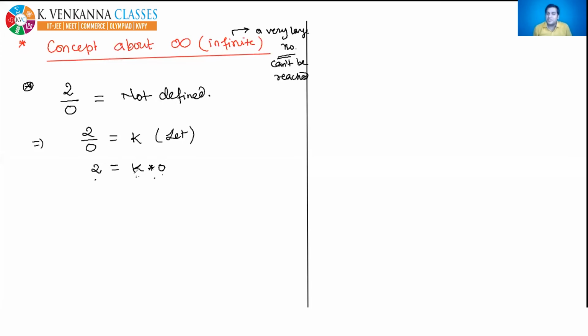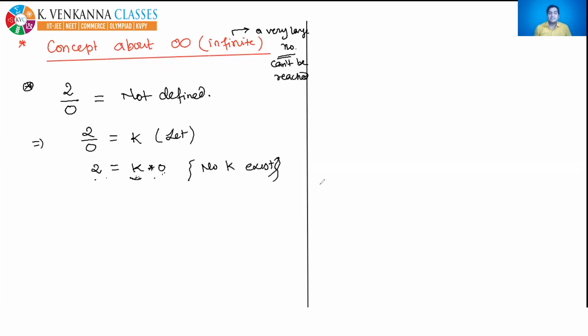Is there any constant in your knowledge to which if we multiply by 0, then we will get 2? No. Because if any constant is multiplied by 0, we will always get 0. We can never get 2. That's why I will say no k exists.